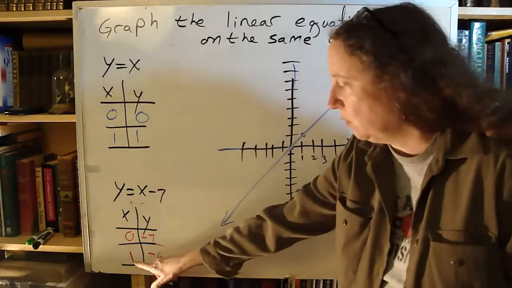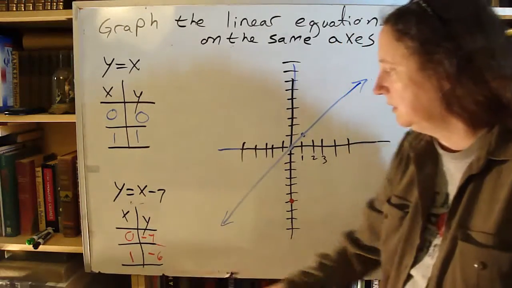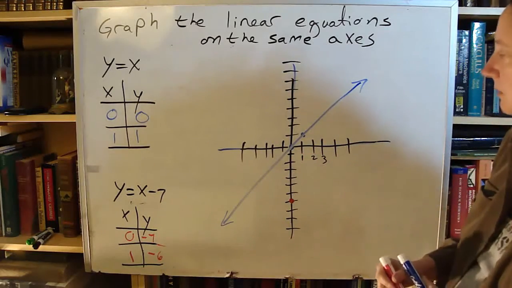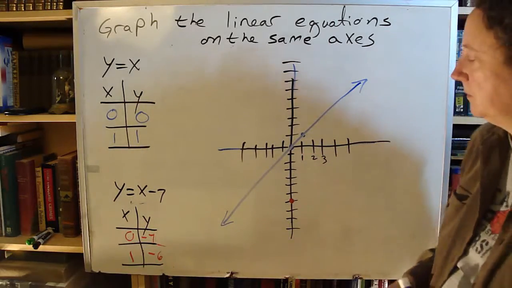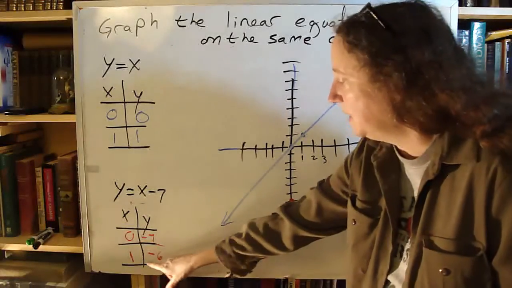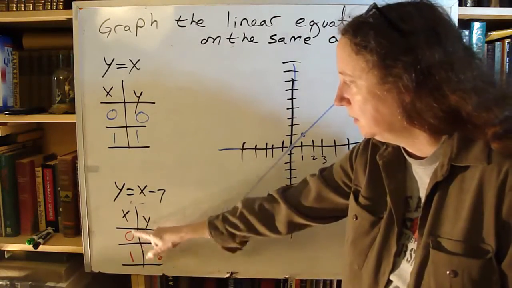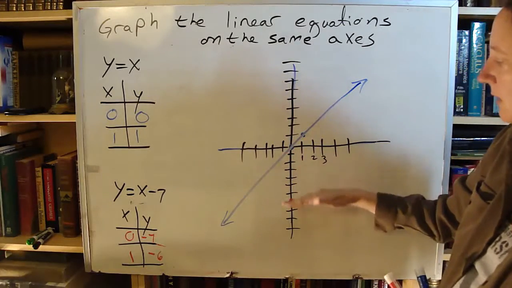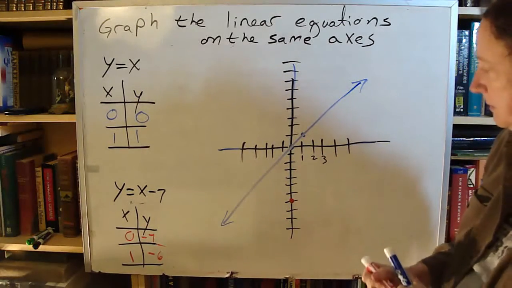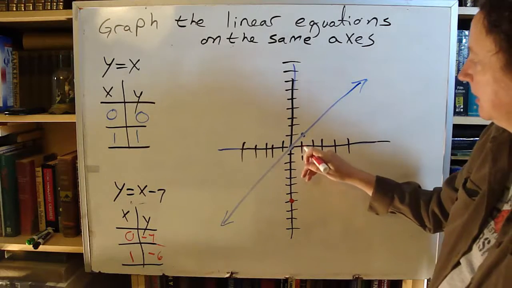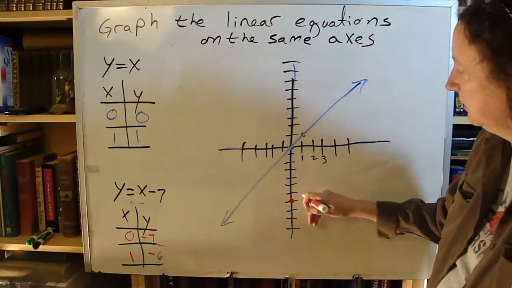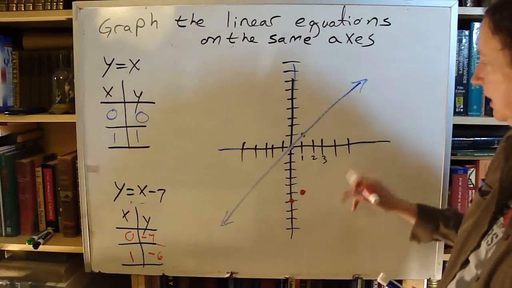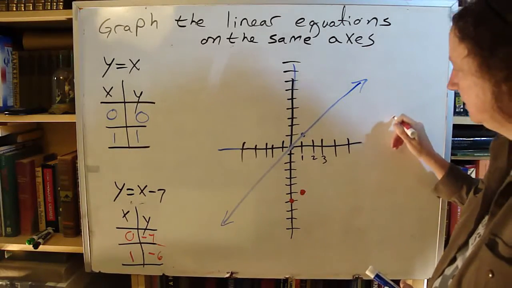Second point, 1, -6. So I go 1 on my y and down 6 on my x. Got that backwards. 1, -6. I go 1 on my x and I go down 6 on my y. So I go 1, down 6, put my dot. Connect the dots, draw the line.